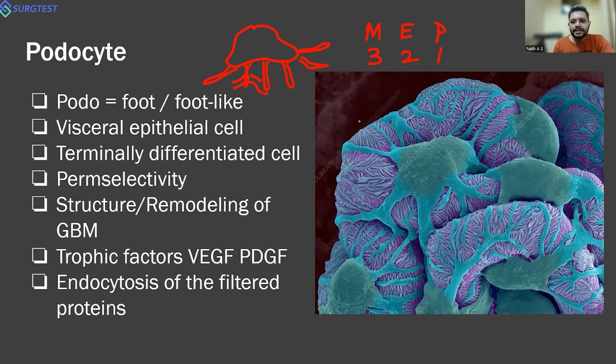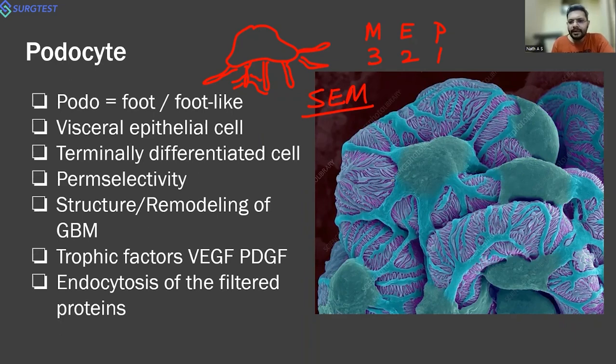Large cell body, primary foot process. You can see it in this diagram. This is a beautiful scanning electron microscopy diagram. I'm going to tell you something about electron microscopy. Scanning electron microscopy gives you a very beautiful 3D image of any microscopic thing. So this is a 3D image of a glomerulus.